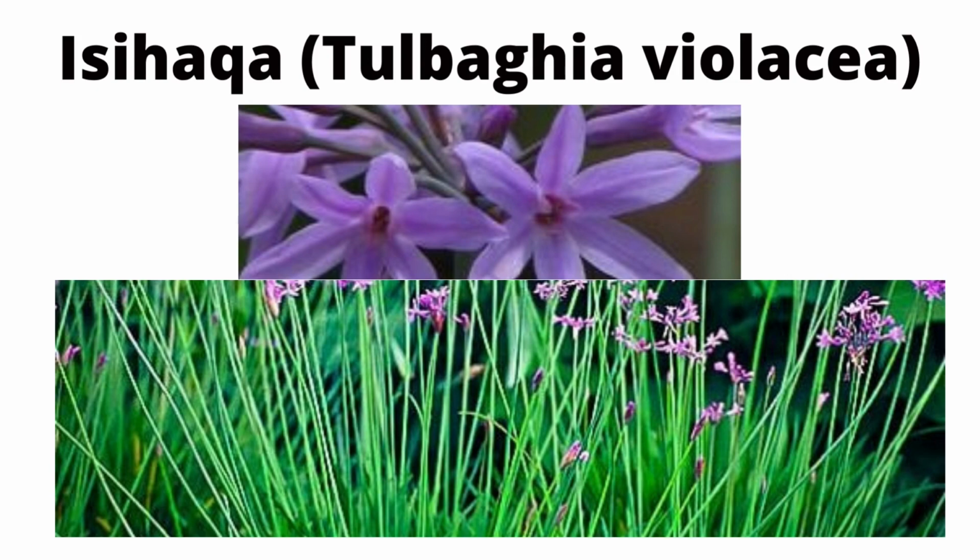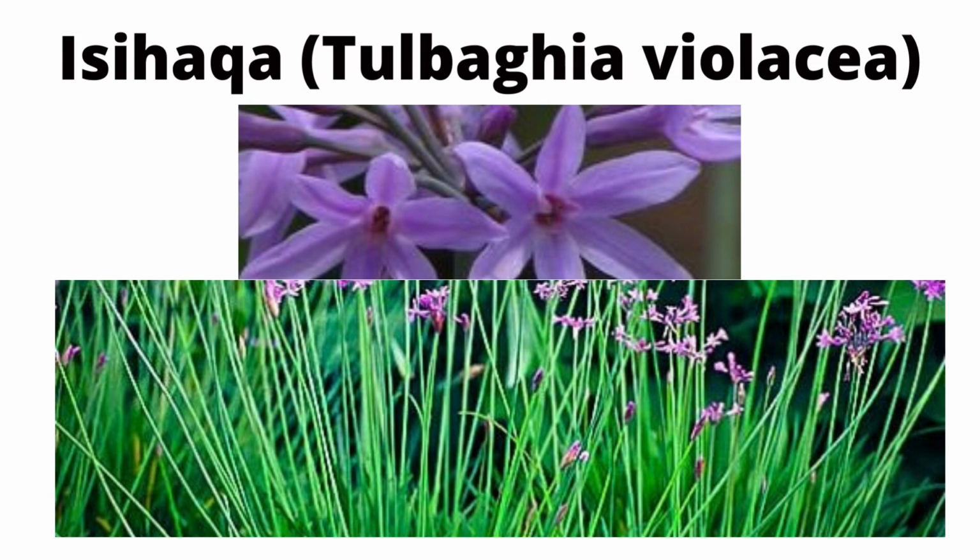You can prepare Isihaqa by taking the bulb, boiling it in water, and then using the infusion, or the infused water. The infusion can either be taken orally or used as an enema. This is to treat stomach aches, colds, flus, and stuff like that.